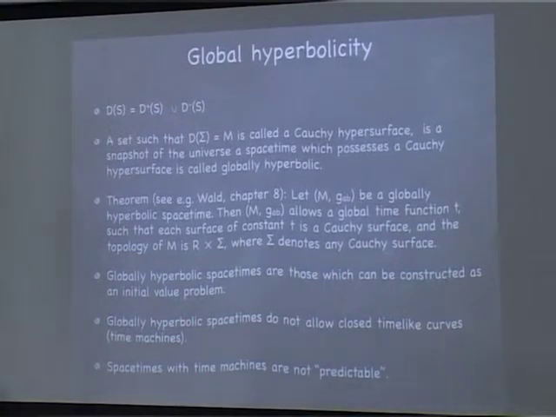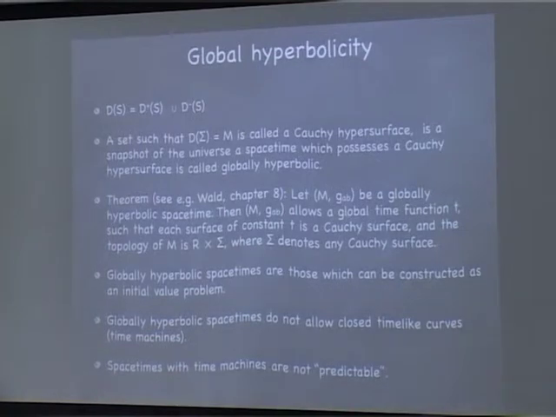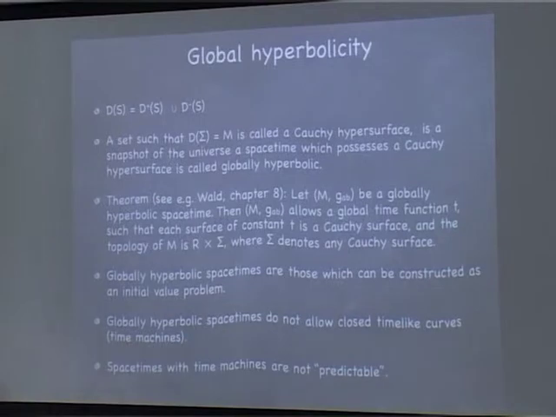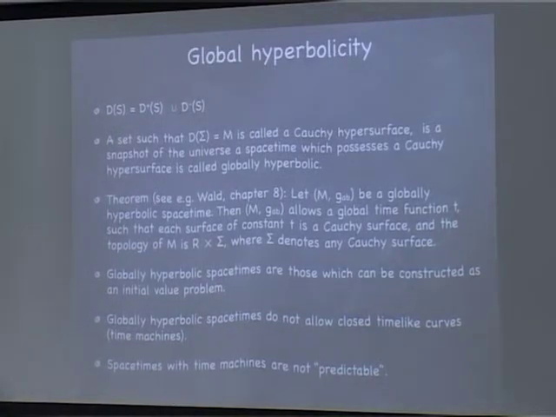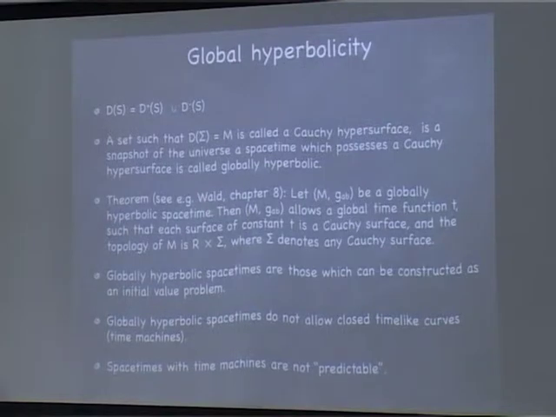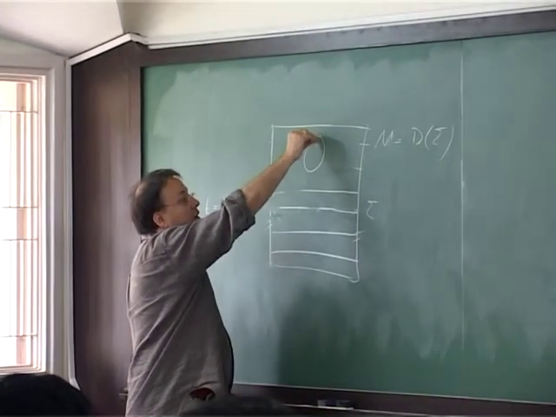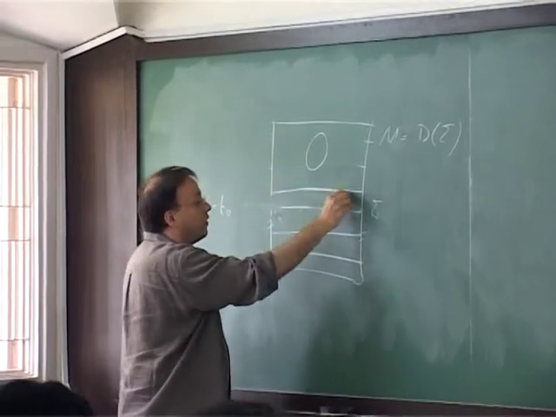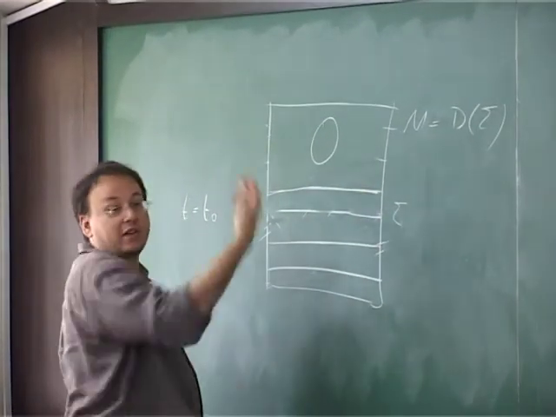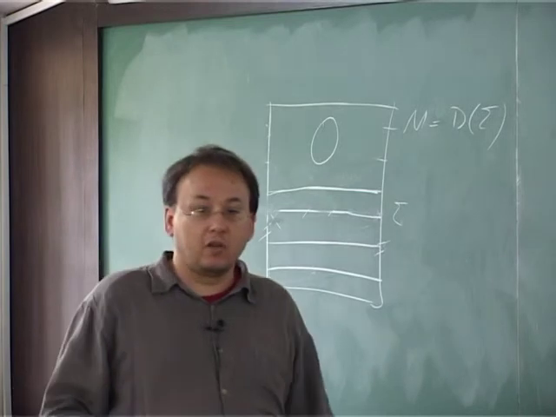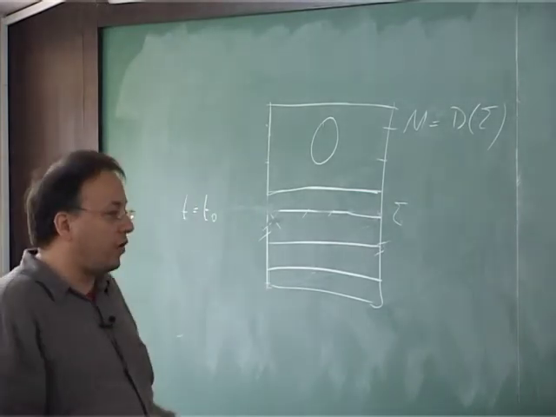In particular, for example, globally hyperbolic spacetimes do not allow closed time-like curves. And another word, of course, for closed time-like curve is a time machine. So if here we have our manifold, and then here we have a closed time-like curve, somebody built a time machine, then it's not globally hyperbolic anymore, because we required that every time-like curve registers on this surface here. It doesn't, because it makes a loop. So if you have a time machine, it's not globally hyperbolic. And in plain English, you don't have an initial value problem.